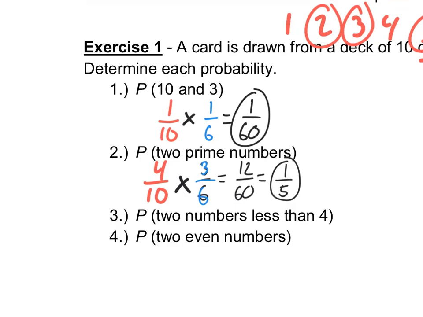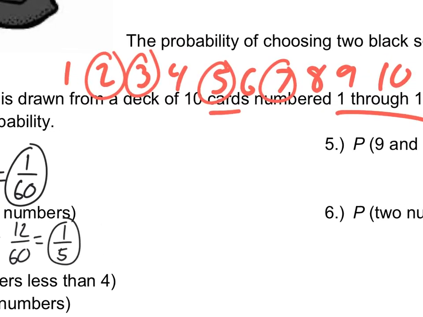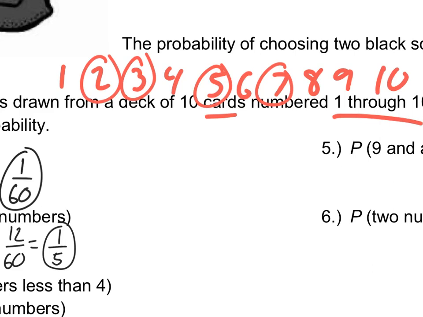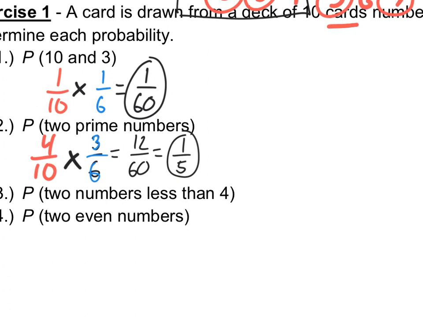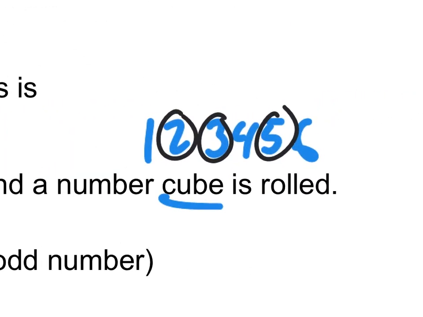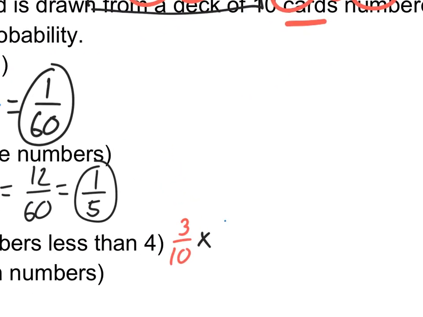On number 3, we want to know the probability of 2 numbers less than 4. So here on my set of cards, I want something less than 4, meaning I'm not including 4. So these are going to be less than 4. So our probability for the deck of cards is going to be 3 out of 10. And then for a number less than 4 over here, well, there are 3 that are less than 10. So our probability on the second one is going to be 3 out of 6. And now I just multiply straight across.